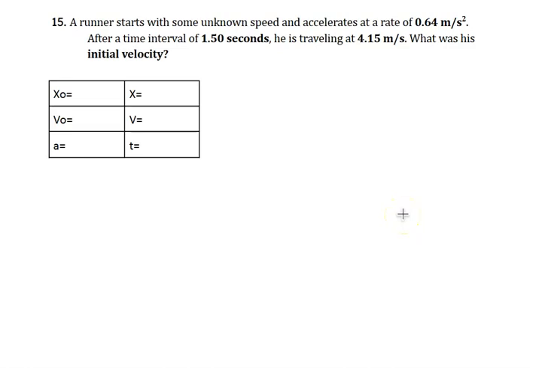All right, folks. Question number 15. Sorry about the voice. Runner starts with some unknown speed. That means we don't know V naught. And accelerates at 0.64. At 1.5, the speed is 4.15. And we're looking for V naught.